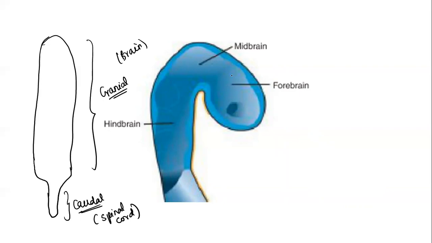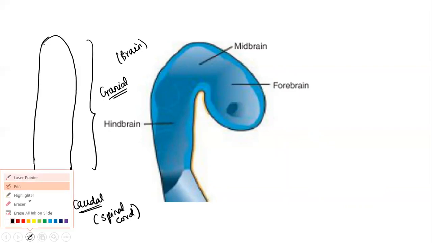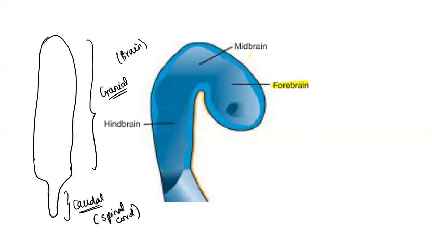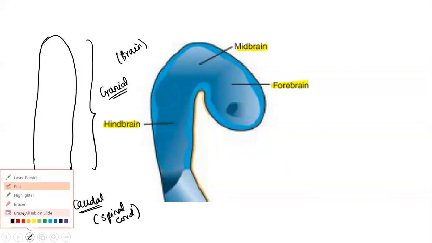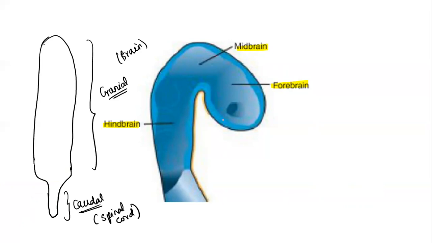So this is the neural tube, and initially I will have three parts: the forebrain, the midbrain, and the hindbrain. So what is this forebrain part? It is referred to as prosencephalon.